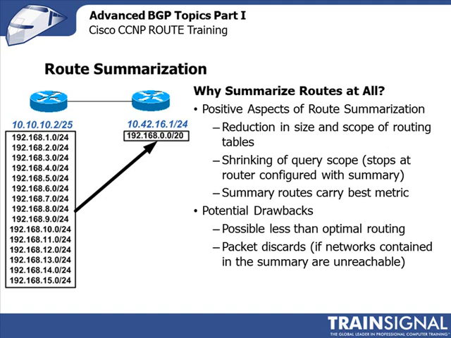Again, potential drawbacks: less than optimal routing. And if for some reason the networks that are contained within the summary are not reachable, you're going to have packet discards. Now, as we'll discover later, you have to have at least one route in the routing table that's represented by the summary, but it's not going to check to see if all of the potential routes are contained in the routing table. So if there's a particular route in the range that's not represented or it's offline, you may end up with packet discards. And pictured to the left is a great example. You've got 192.168.10.0 through 15.0 that can be represented by a single prefix, the 192.168.0.0/20.